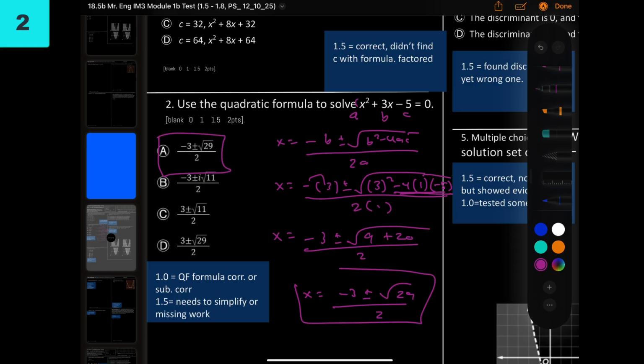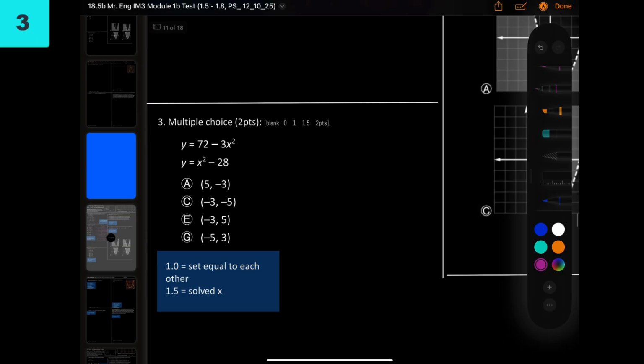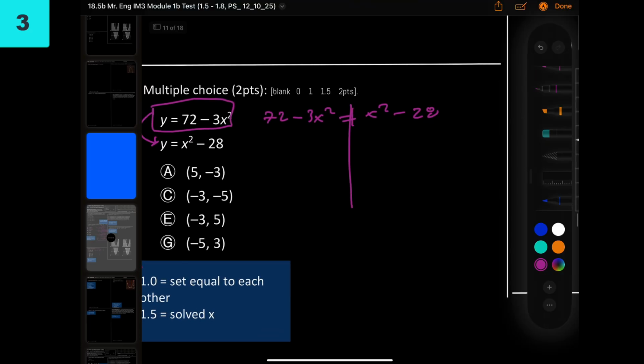Okay, I gave you 1.5 points if I felt that you stopped in your simplifying or there was a mistake in there. Okay, question number 3. 1 point if you just set them equal to each other, because they're both set equal to y. You can put that in there. So essentially you have 72 minus 3x squared equals x squared minus 28. Okay, here, some students made some basic algebra mistakes. That's why I know this was a common mistake.